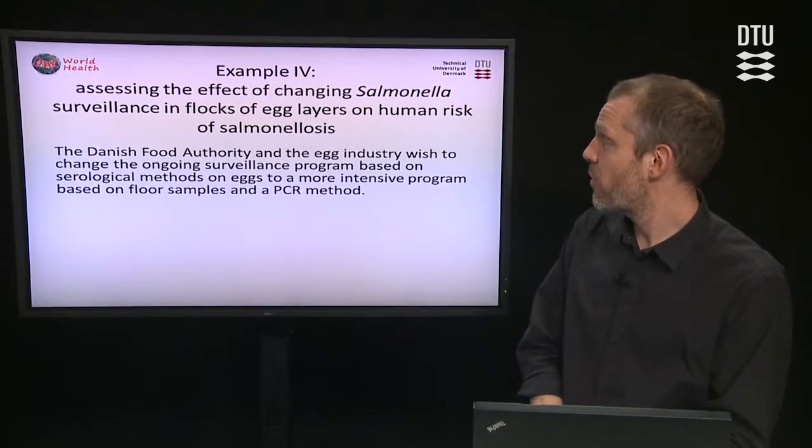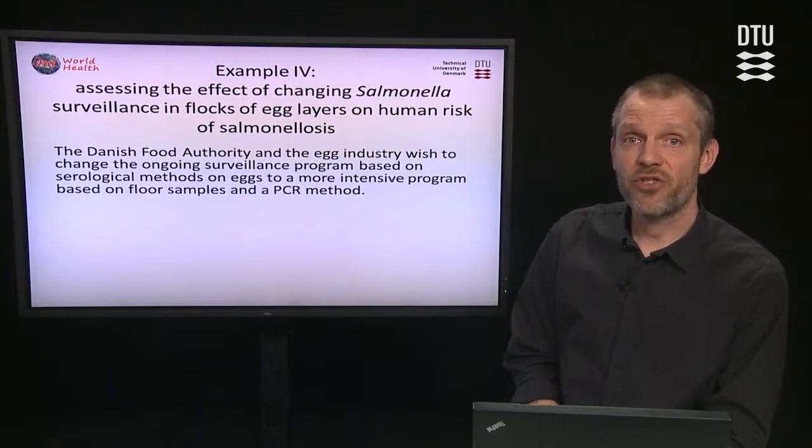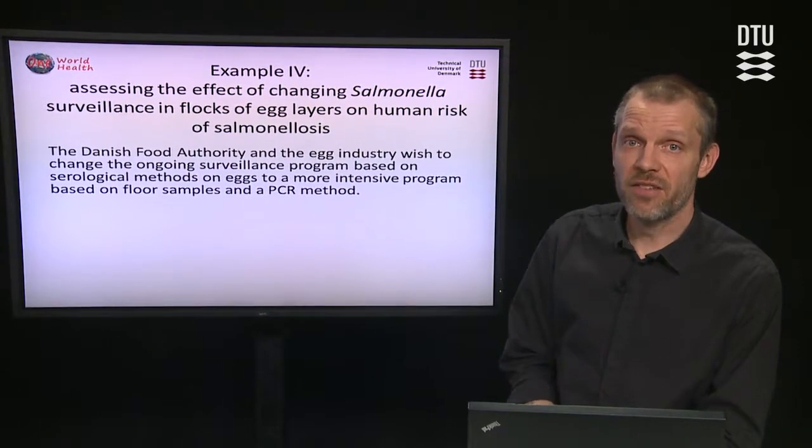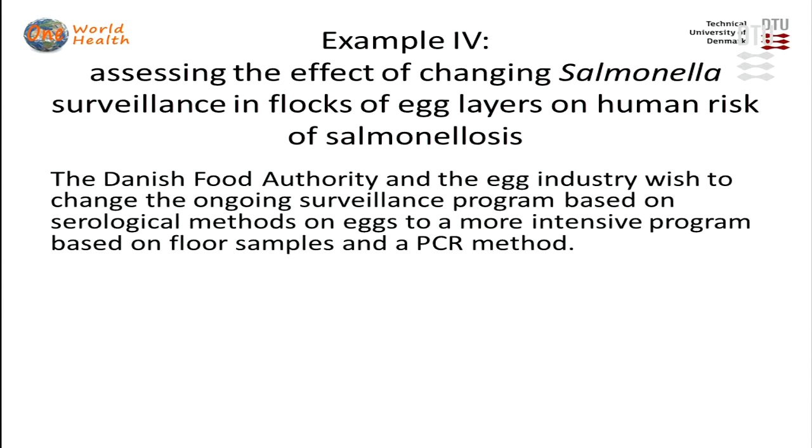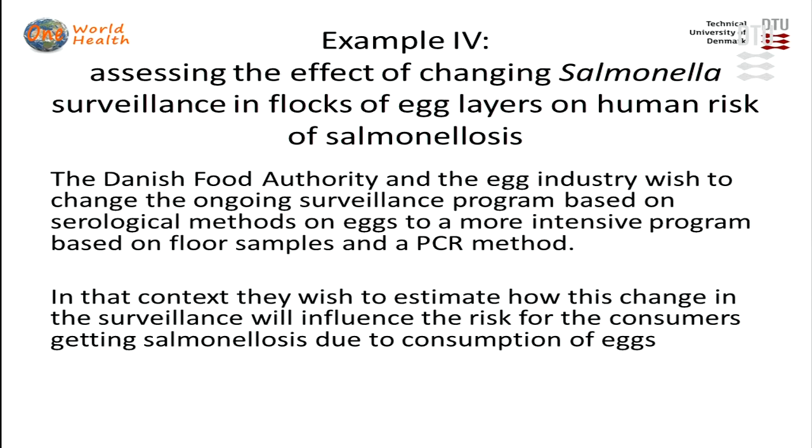The last example, the fourth example, is the assessment of the effects of changing salmonella surveillance in flocks of egg layers on human risk of salmonellosis. The background here is that the Danish Food Authority and the egg industry wish to change the ongoing surveillance program based on serological methods on eggs to a more intensive program based on floor samples in the stables, where you pick droppings from the floor, and a PCR method. In that context, they wish to estimate how this change of the surveillance system will change the risk for the consumers getting salmonellosis due to consumption of the eggs.